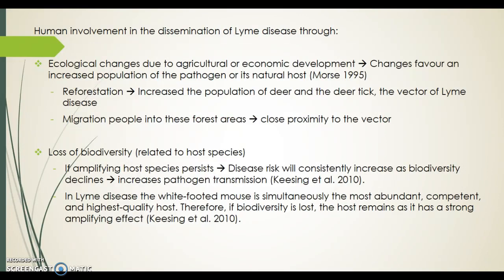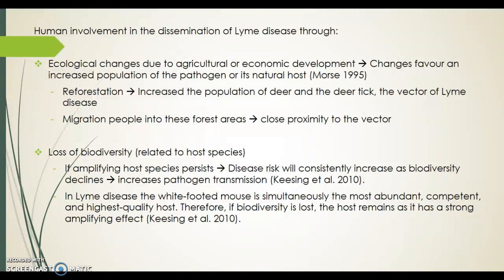So how can we see human involvement in the dissemination of Lyme disease? Well, basically through ecological changes due to agricultural or economic development. So basically, these changes favor an increased population of the pathogen or the natural host. Ecological changes can be reforestation. In this case, reforestation leads to an increase in the population of deer and the deer tick, which is the vector of Lyme disease. And the migration of people into forest areas brings them in close proximity to the vector.